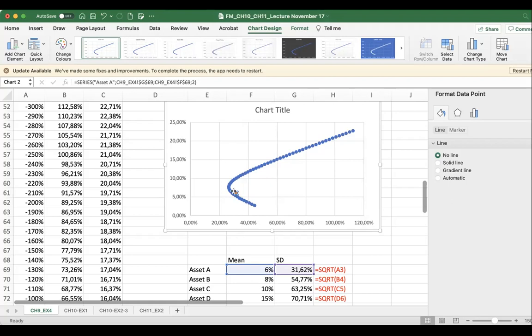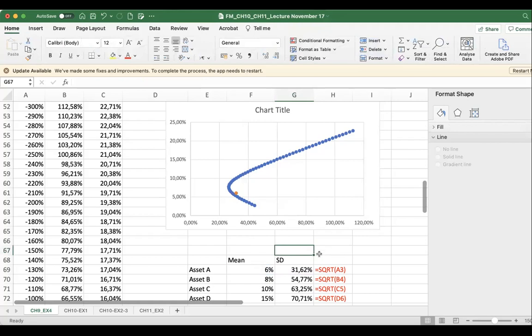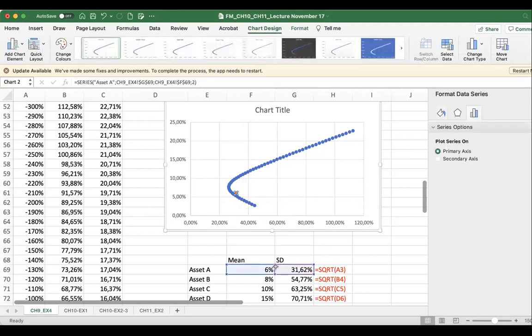See, when you click on the orange point here, automatically Excel will select the input data you used, 31.62 and 6. You see, when we click here, it highlights the standard deviation and mean for asset A, so you know this point belongs to these data, these are its inputs.